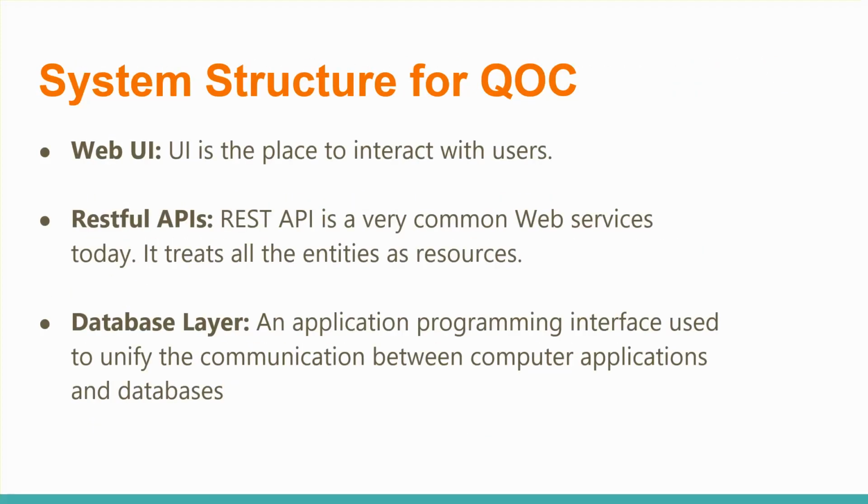Okay, let's discuss the system structure for QOC. The QOC system contains three layers. The first one is the web UI. The UI is the place to interact with users. And the middle layer uses RESTful APIs. RESTful API is a very common web service today, and we can use the HTTP protocol to provide several services, and we can take everything as resources.